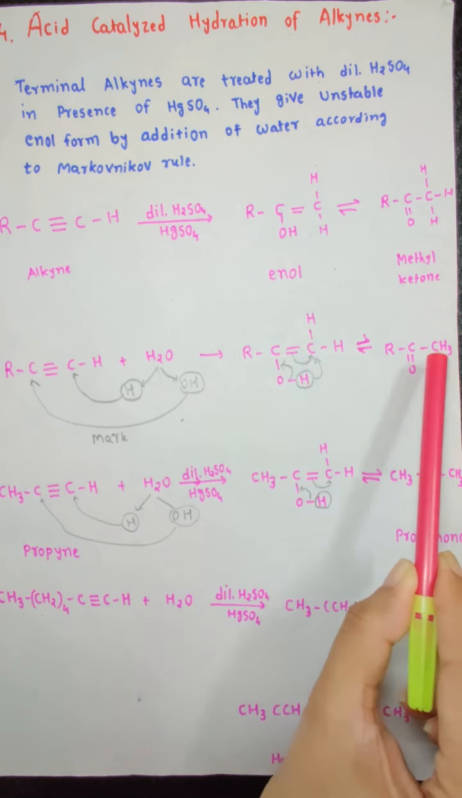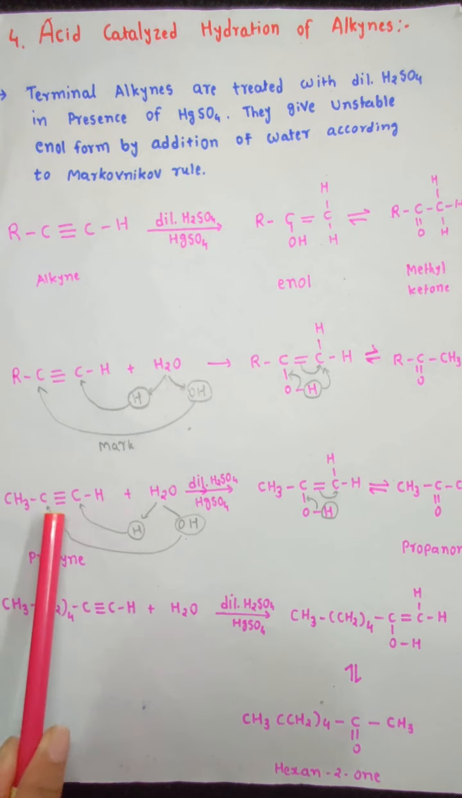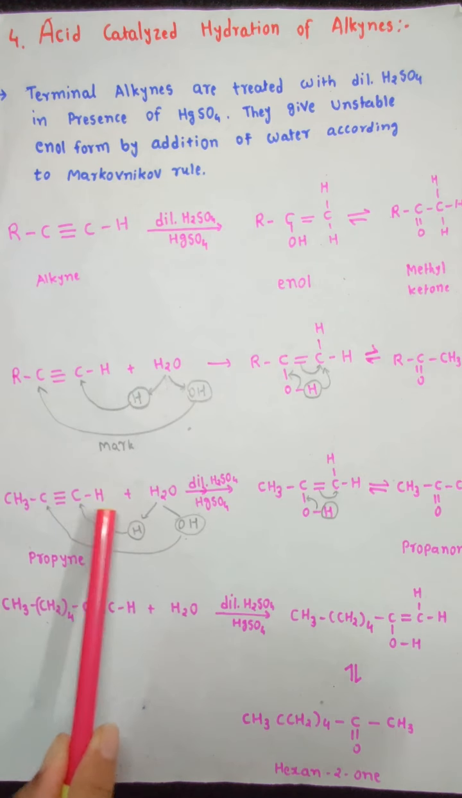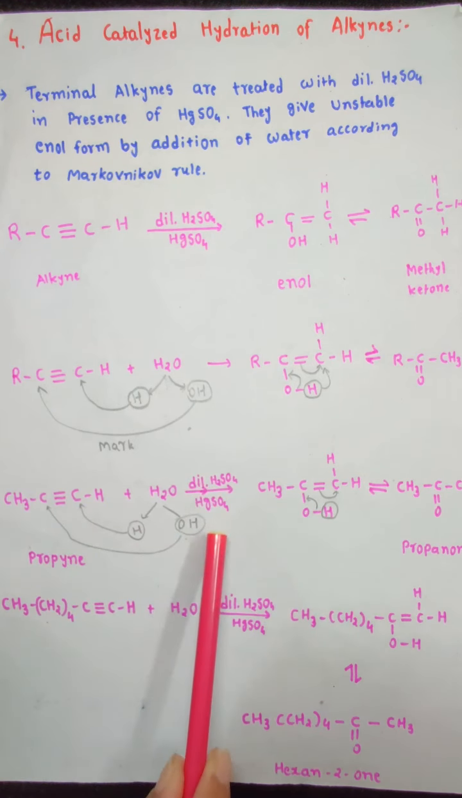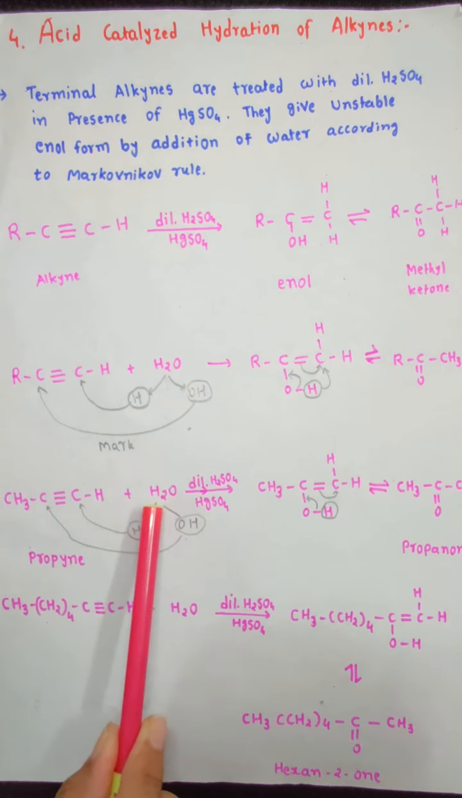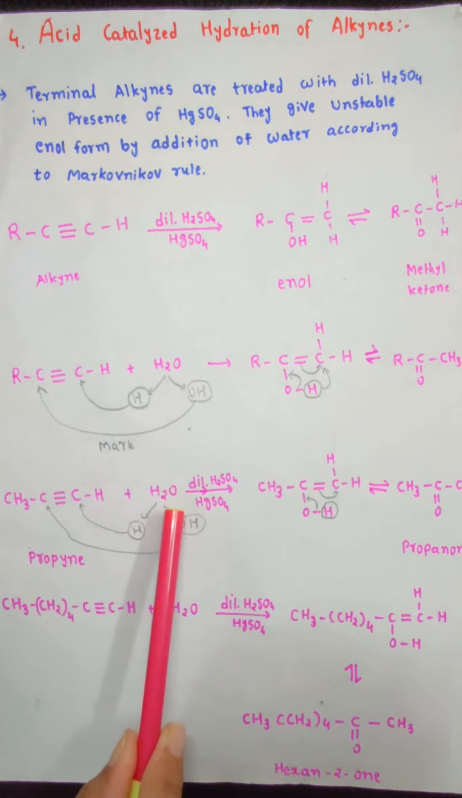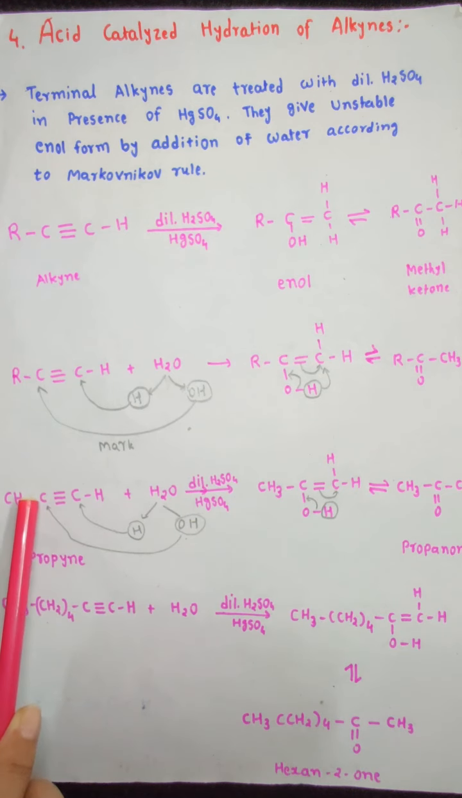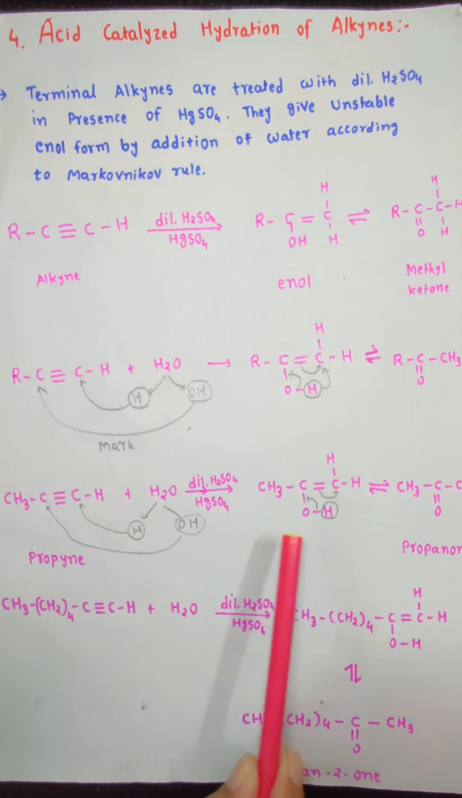See, here I have given you an example of propyne. Propyne, which is CH3C triple bond CH. On reaction with dilute H2SO4 and HgSO4, it undergoes addition of water by which rule? Once again Markovnikov rule. Rich becomes rich, hydrogen shifts on this carbon, OH shifts on this carbon, and we get this enol form.